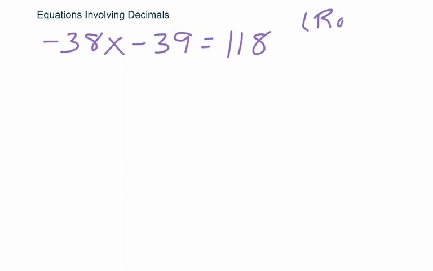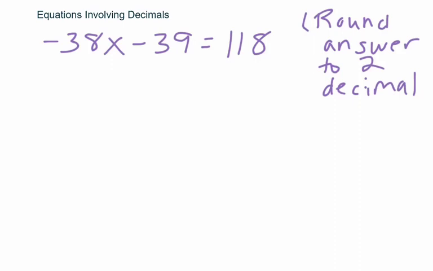So our first example is this: negative 38x minus 39 is equal to 118. And in this particular case, the directions might say something like round your answer to 2 decimal places. And we're going to say a few words about that and variations on that. So this looks like a pretty ordinary equation. So we go about solving it using the methods and tools that we've already developed.